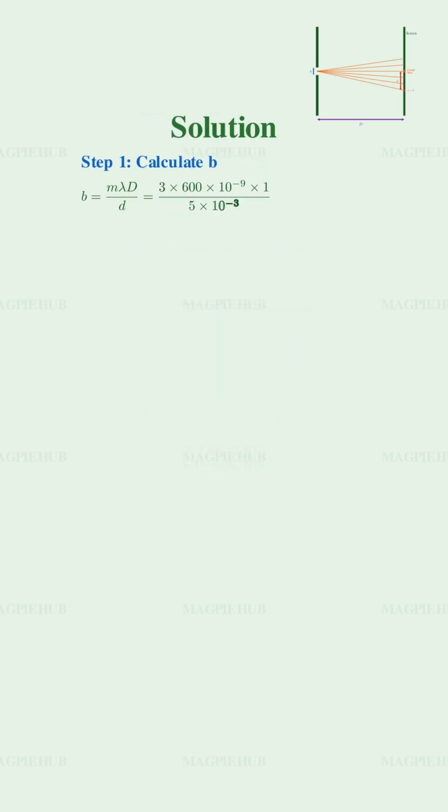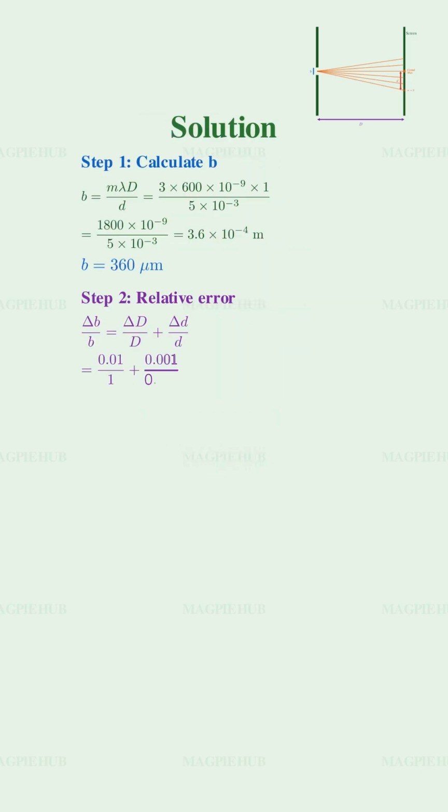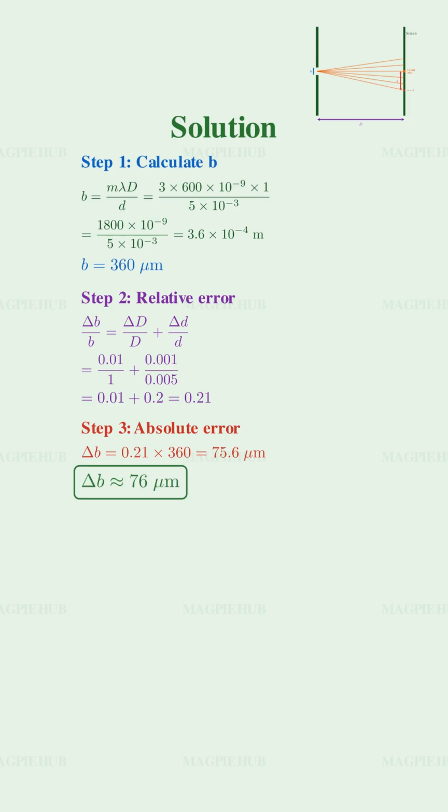Now the solution. Step 1. Calculate b. b equals m lambda D over d. Substituting, b equals 3 times 600 times 10 to the minus 9 times 1, divided by 5 times 10 to the minus 3. Computing this, the numerator is 1800 times 10 to the minus 9, divided by 5 times 10 to the minus 3, giving b equals 3.6 times 10 to the minus 4 meters, which is 360 micrometers.